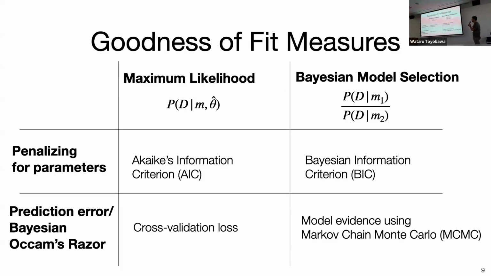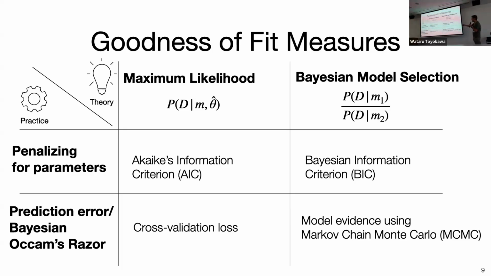Good. And today we're going to present a rough overview of different goodness of fit measures. I've roughly arranged them based on these columns, where some approaches are based on a maximum likelihood approach. This is the single point estimate, the argmax, right? What is the best fit, versus Bayesian model selection, which operates over probability distributions.